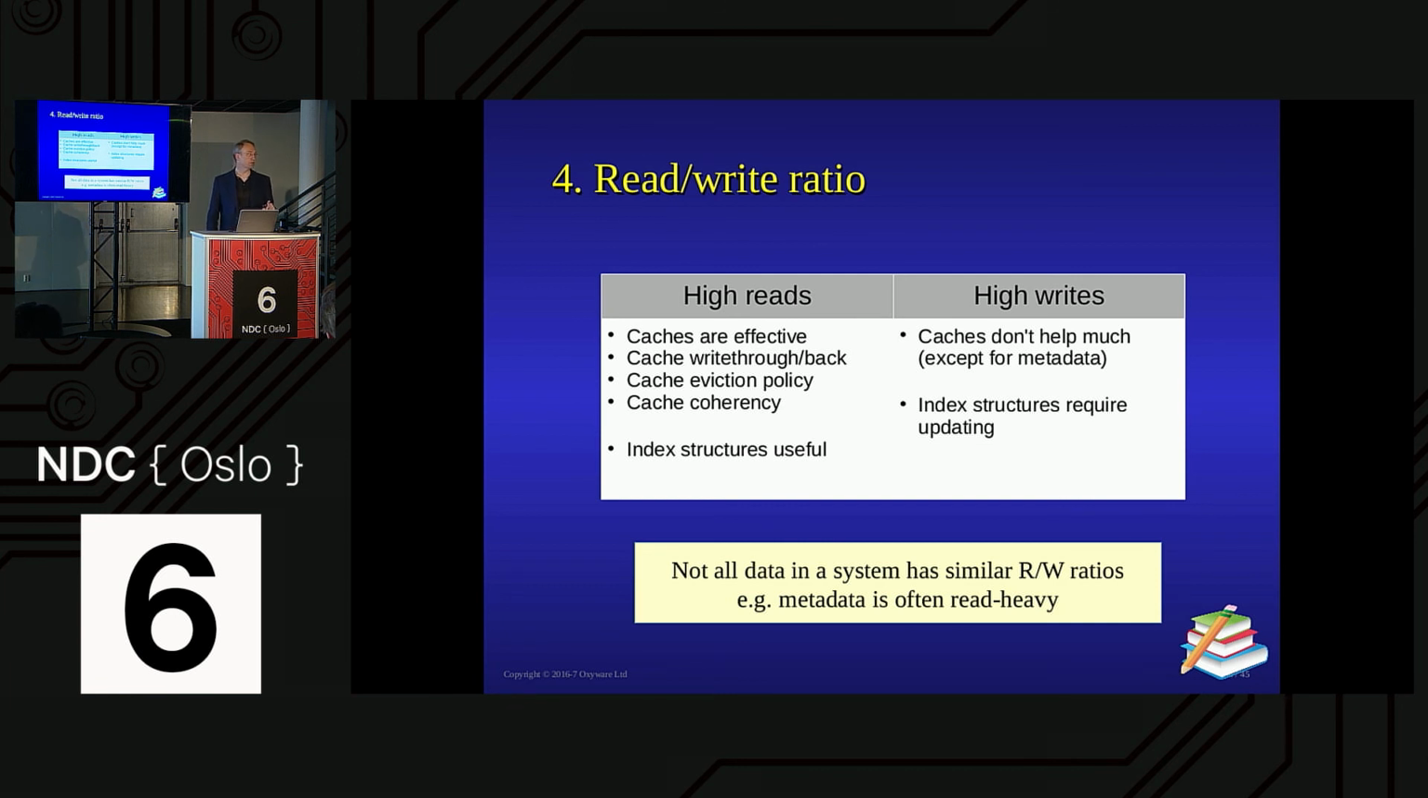It makes quite a difference on your read-to-write ratios. If you've got a lot of reads, caching is your friend. But you then have application caches as well as memory caches in the hardware. What do you do about write-back? What do you do about eviction? How do you keep those up to date?